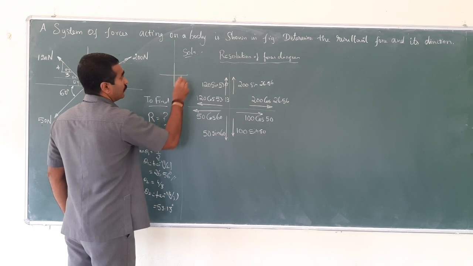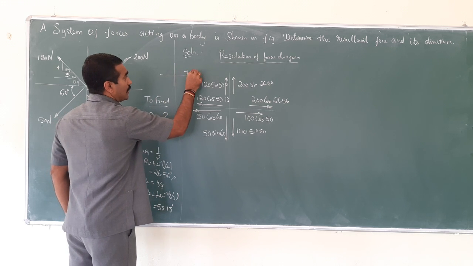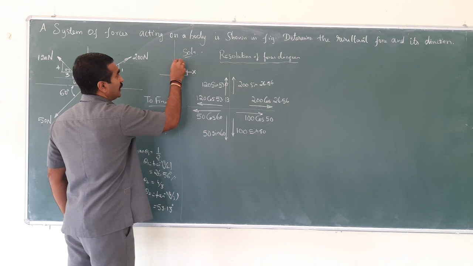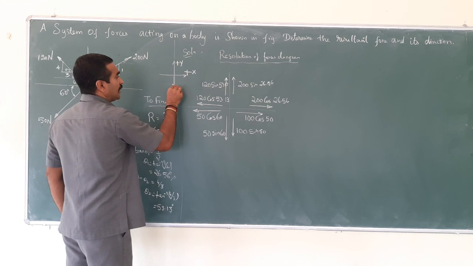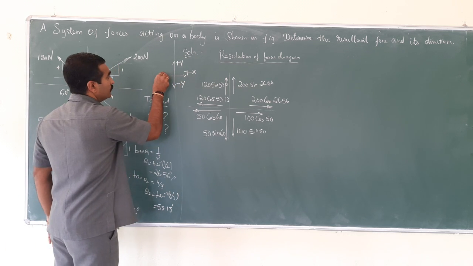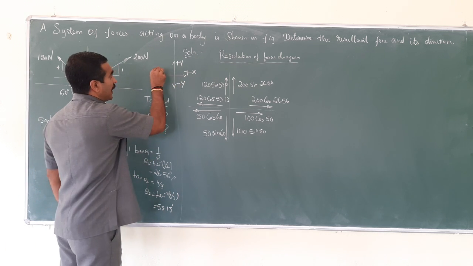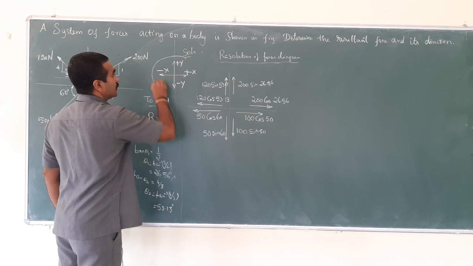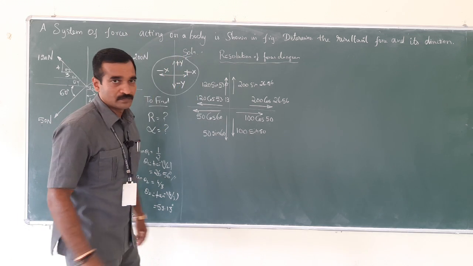So the resolution force diagram has been captured, and one thing you should remember, the sign convention for this one: positive x, for vertically upward positive y, vertically downwards as minus y, on horizontal towards left as minus x. You just remember this.